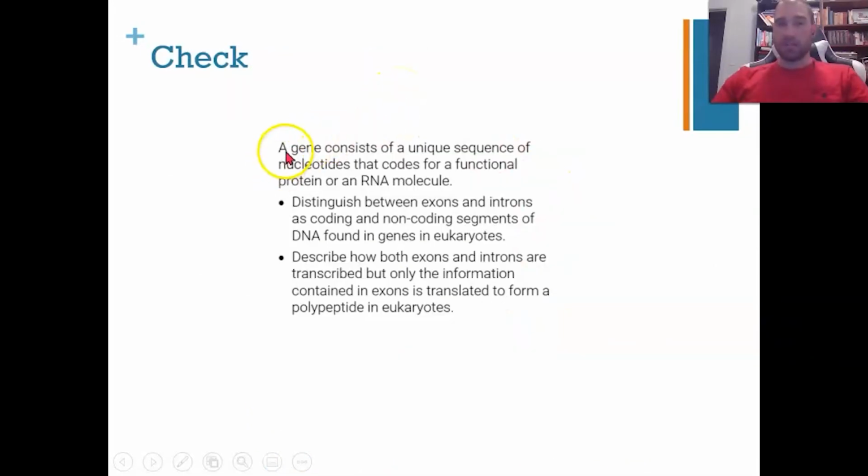So our check. A gene consists of a unique sequence of nucleotides that codes for the production of a protein or an RNA molecule. You need to know the difference between exons and introns, as exons are coding, introns are non-coding. And you need to talk about how both exons and introns are transcribed, but only the information from exons is used to make your polypeptide, your final protein.